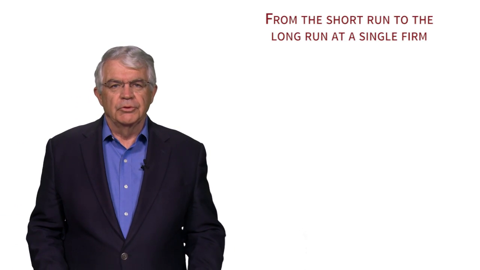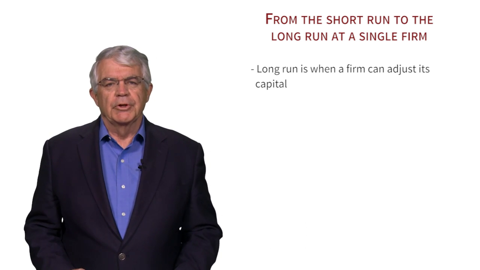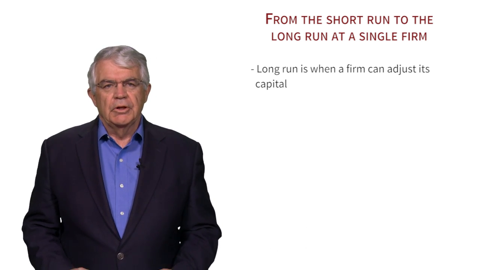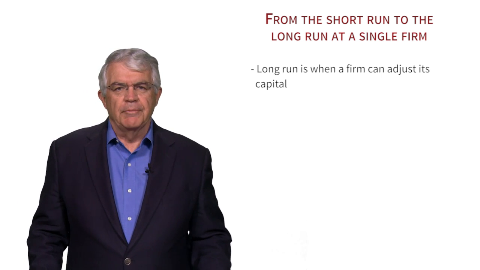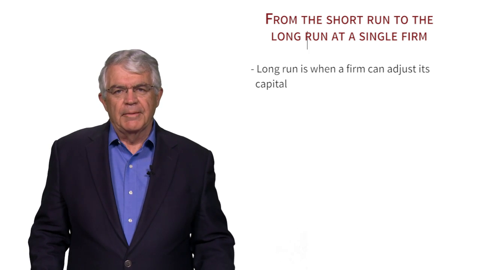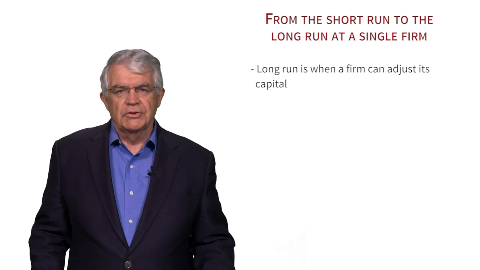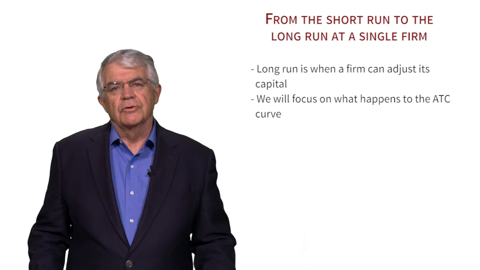In the long run, we mean when a firm can adjust not only its labor, but also its capital. It can change all its inputs to production, not just labor, not just capital, but both labor and capital. And we're going to focus on what happens as the firm increases its size. We're going to focus on what happens to the average total cost curve.